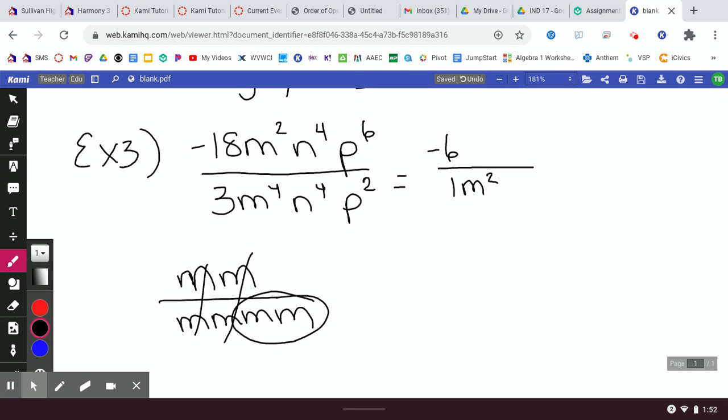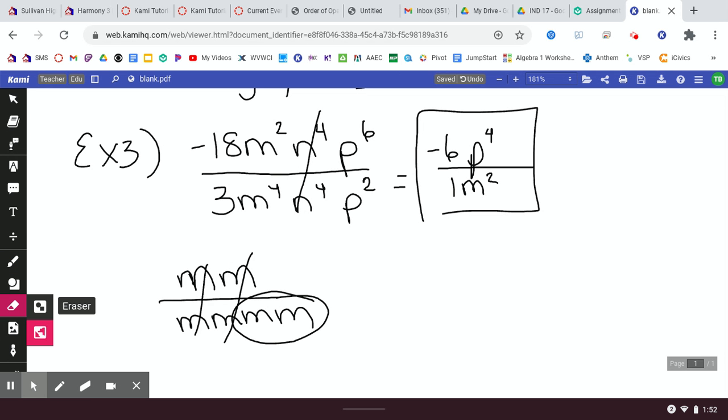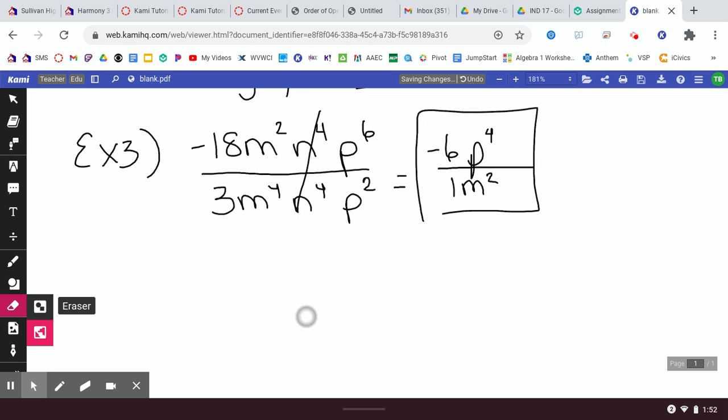So what about my n's? 4 and 4, what happens to them? You don't have any n's in your answer. How about my p's? Where do I have more p? Top, how many more? 4. And there's your answer. Now that negative 6 does not get flipped to the bottom. Why? It's not the exponent that's negative, right? You can have a negative number. That doesn't need messed with. It's only if the exponent is negative that you have to worry about flipping. Okay?